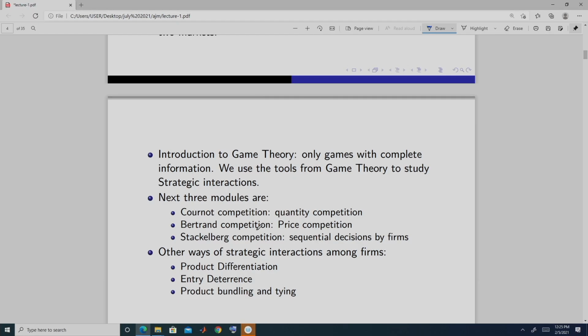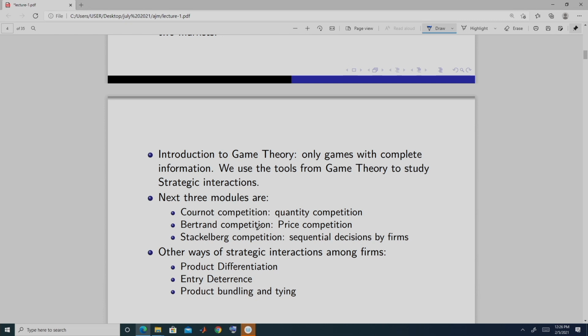So we will do this in a separate module. And next, using these tools we will study market forms like Cournot competition, Bertrand competition and Stackelberg competition. In Cournot competition, firms decide how much output to produce. While deciding that, they take the output of the other firm as given. Then they see that if they react in this way, how the other firm is going to react, and based on that they take the decision.